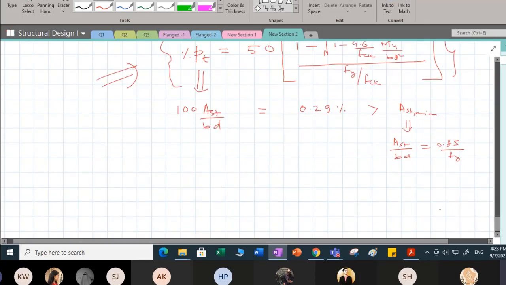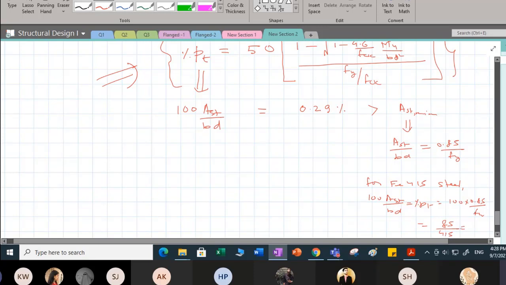So there are sometimes questions which are asked: for Fe415 steel, what is the minimum percentage reinforcement in beam? Okay, so it is possible it may be asked what is the minimum percentage tension reinforcement for beam for Fe415 steel. So you do 100 Ast by bd. So this is your percentage tension reinforcement. So you do 100 into 0.85 by fy and do this calculation. It will be 85 divided by 415.